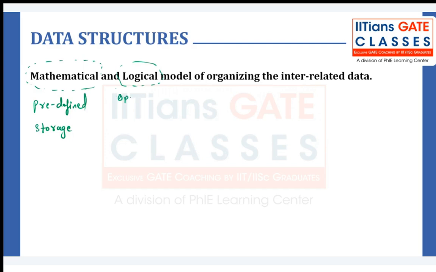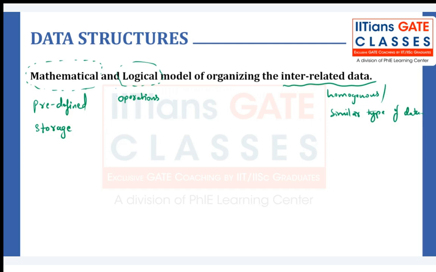Operations. You're storing data in some predefined storage, and you are using that data. You're manipulating that data. You're using that data to achieve something. Okay, so mathematical and logical model of organizing interrelated data. Interrelated means homogeneous, or let's say similar type of data. Okay, so this is in short the definition of it.